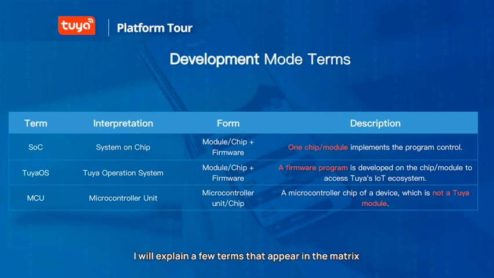I will explain a few terms that appear in the matrix. SoC is System on Chip. The SoC development mode enables you to implement system program control for a product by using only one chip or module. Tuya OS is Tuya operating system. The Tuya OS development mode requires firmware coding. MCU is microcontroller unit. The MCU development mode requires you to implement complicated functions for your product by using MCU.